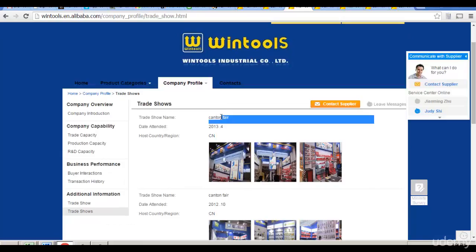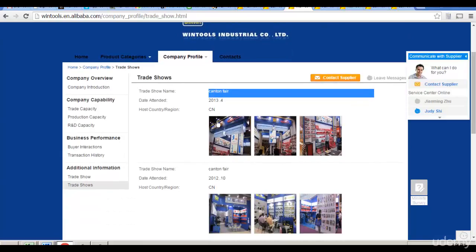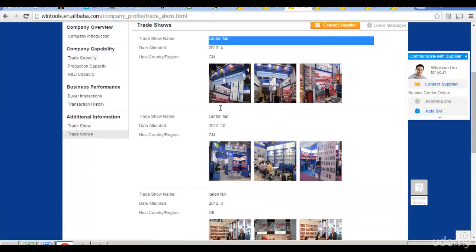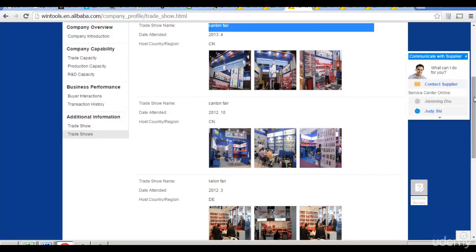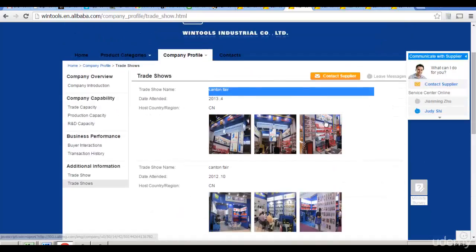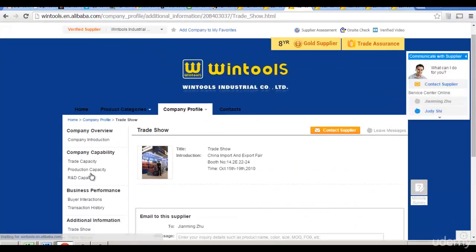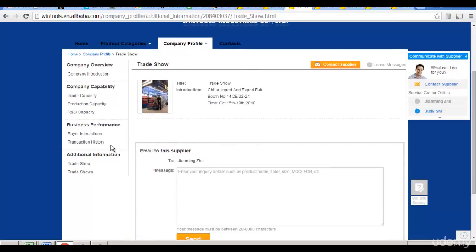If they're not going to the Canton Fair, that's a big no-no. They have to be going to that fair at the least. You want to see that they're going to some other ones as well, but they should be going to the Canton Fair at the very least, okay? It's in China, and anybody who's anybody goes to that fair. So you want to see that they're going to that fair annually, or at least this upcoming year.